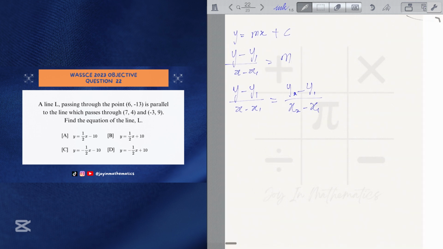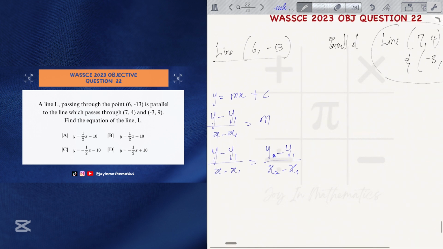Now the equation of the line we are looking for passes through just one point, so we are going to apply this formula, and we have x1 and y1. However, we don't have m. To get our value of m, we are going to apply these two points, because when two lines are parallel, we are given that m1 is equal to m2.